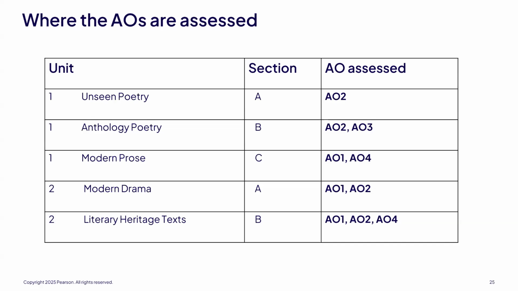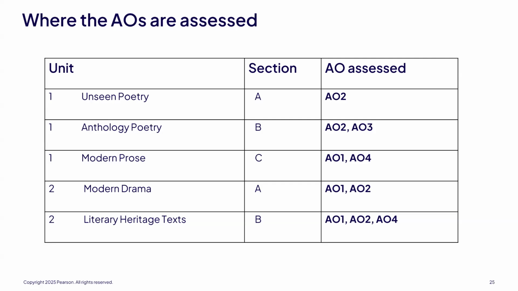So the unseen poetry, section A of paper 1, only assesses AO2 because students haven't seen it before. So we're looking there at their ability to analyse the language, form and structure of the poet. Then when we move on to section B of Unit 1, which is the anthology poetry, the 16 poems they've studied with you, this is the only place where AO3 is assessed in the qualification.